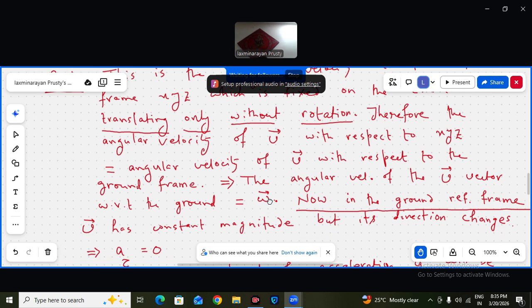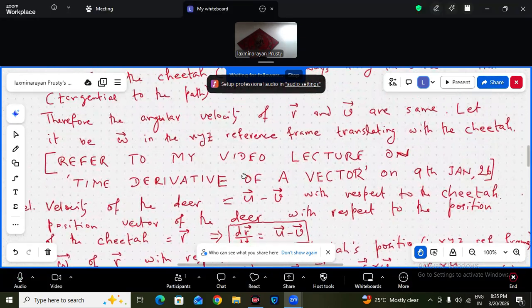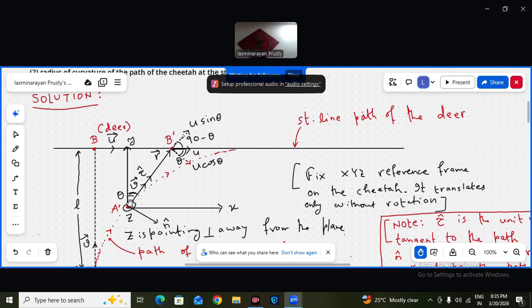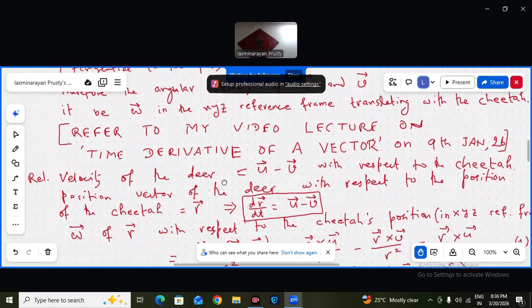After this, now we come to the ground reference frame. V bar is the velocity of cheetah in ground frame. It has a constant magnitude, but its direction changes. A tangential must be 0, since the V's magnitude is not changing. Because tangential acceleration means rate of change of magnitude of velocity, or rate of change of speed, which is not there. So a tangential, a tau, is 0.